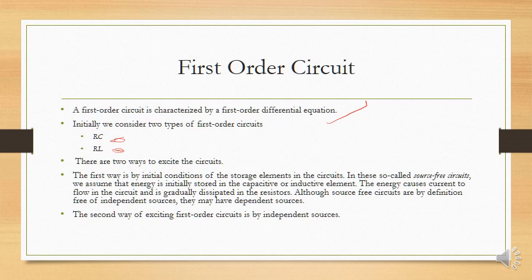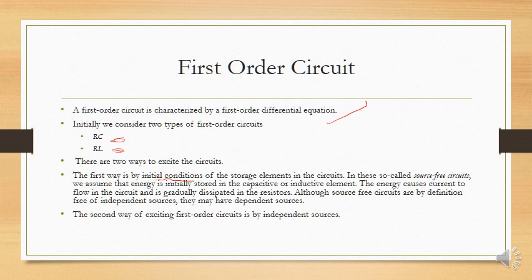So when we are talking about first order circuits, it is understood that we have capacitors or inductors in our circuits. We have two types of first order circuits, RC and RL, and there are two ways to excite the circuits. The first way is by initial conditions. What are initial conditions? The initial condition of a storage element, in other words a capacitor or inductor, is its present state: is it having any charge previously in it, or is it having zero potential across it when we are going to study the characteristics of the circuit.